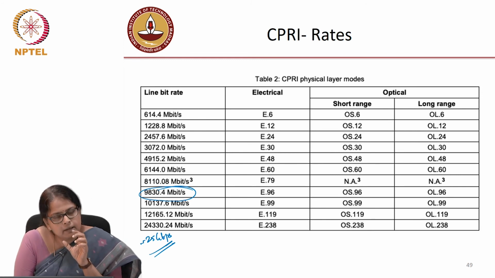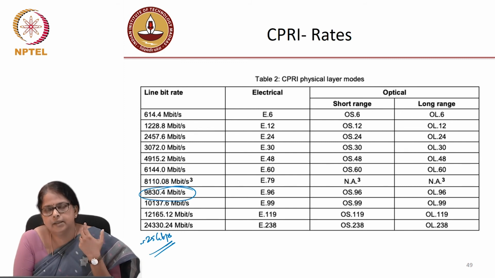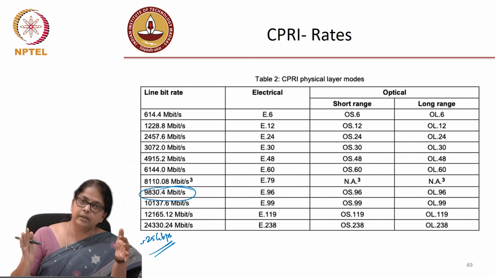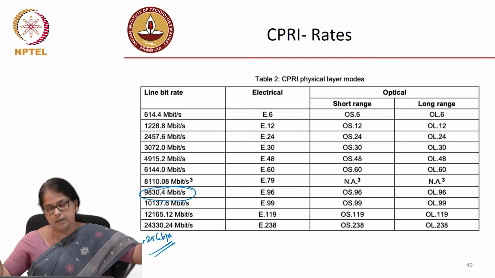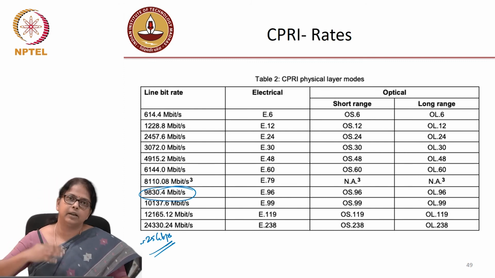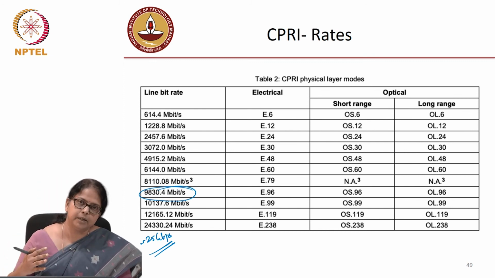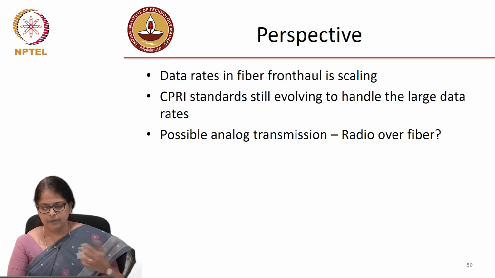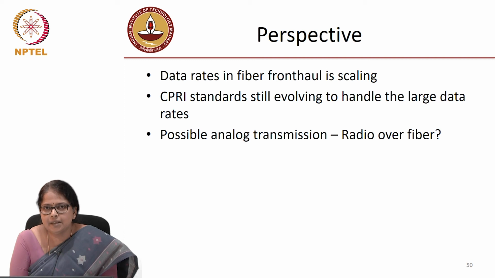So, the bottom line is that the spectral efficiency and the data rates that need to be supported by the optical link, whether it is a short distance link or a very long distance link, are only increasing, and the technologies in the fiber optic communication domain are continuously going to further increase, right? So, the CPRI standards are still evolving to handle the large data rate.